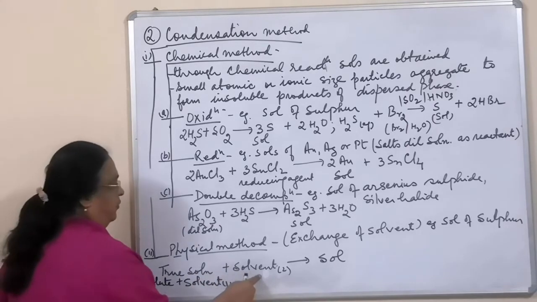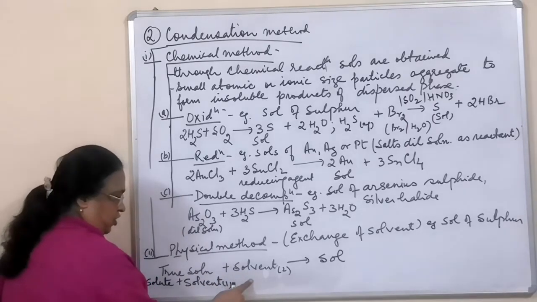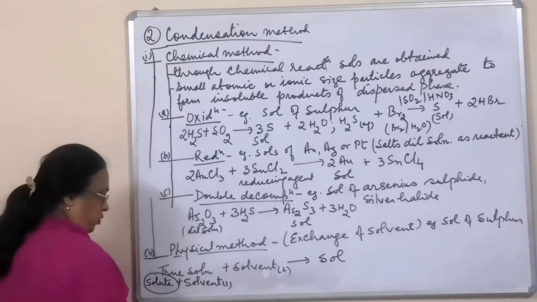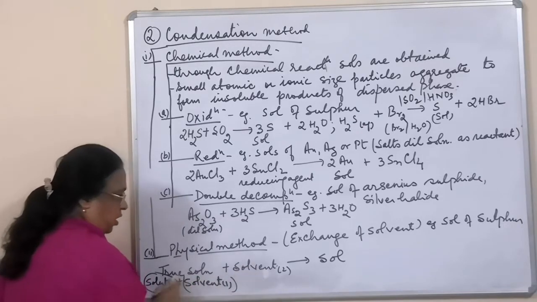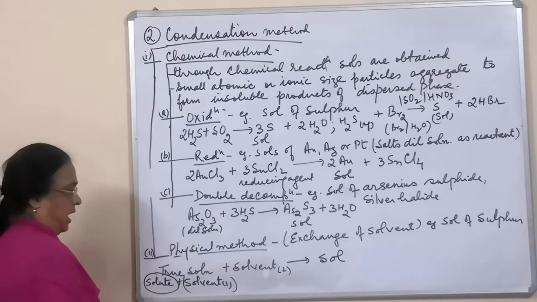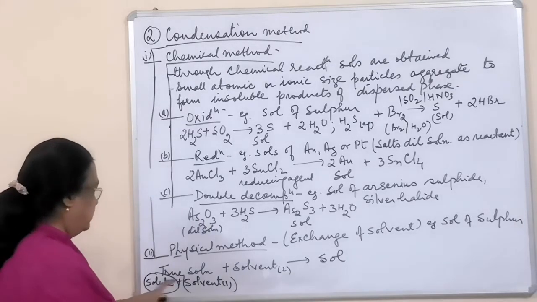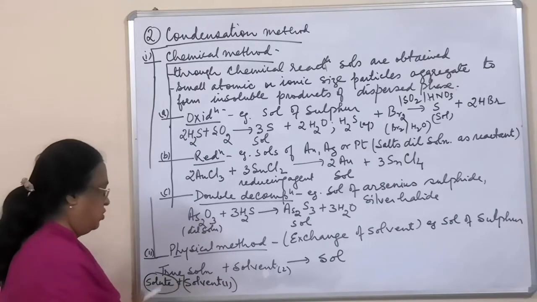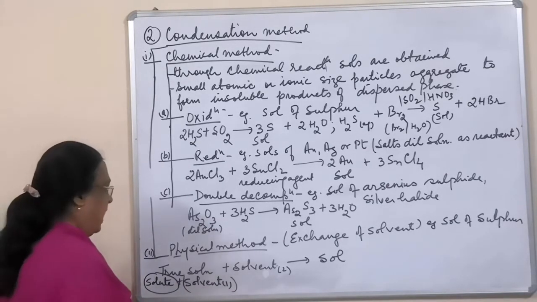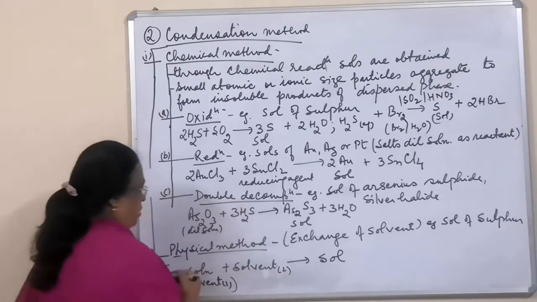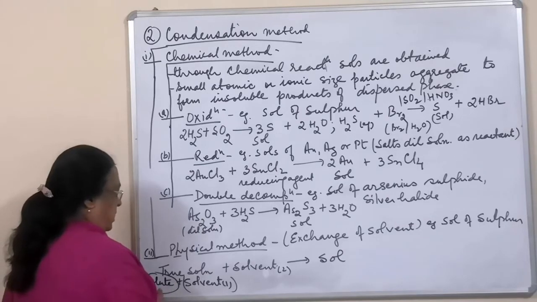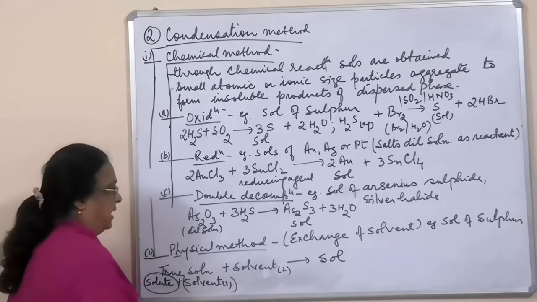So the solvent 2 which we will be choosing, what will be the nature of this? The solute should not be soluble in solvent 2, but solvent 1 must be soluble in solvent 2. So what will happen is, when solvent 2 is mixed, the solute is not mixed, then exchange of the solvent takes place and the solution which is obtained is the sol. So remember here that the solute of the true solution is not soluble in solvent 2 which is added.